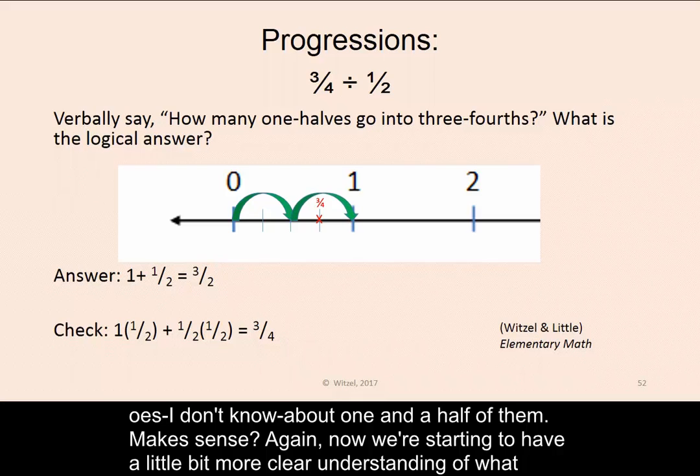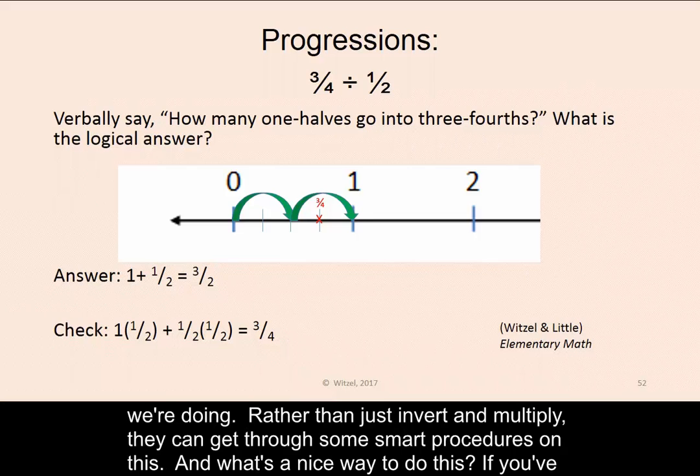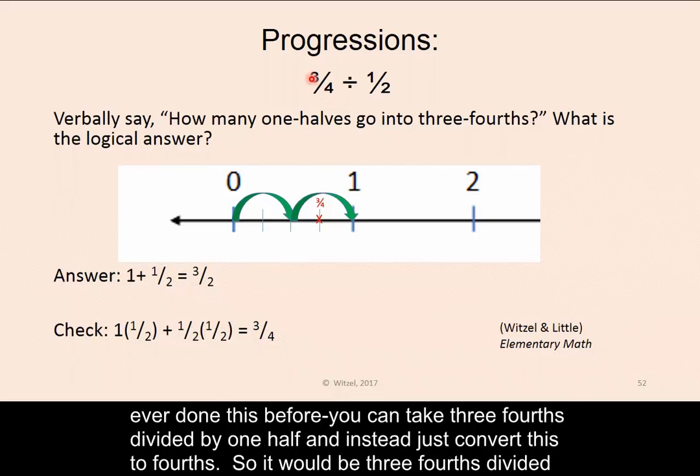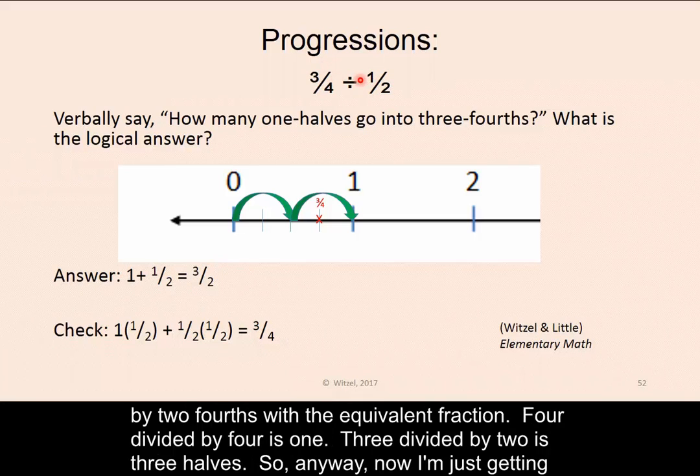Rather than just invert and multiply, they can get through some smart procedures on this. And what's a nice way to do this? If you've ever done this before, you can take 3/4 divided by 1/2. Instead, just convert this to fourths. So it'd be 3/4 divided by 2/4 with the equivalent fraction. 4 divided by 4 is 1. 3 divided by 2 is 3/2. So anyway, now I'm just getting excited.